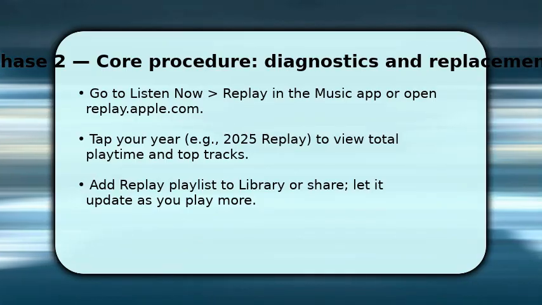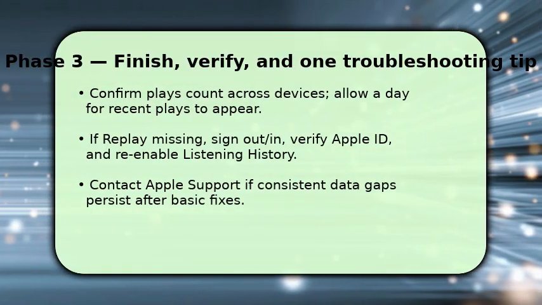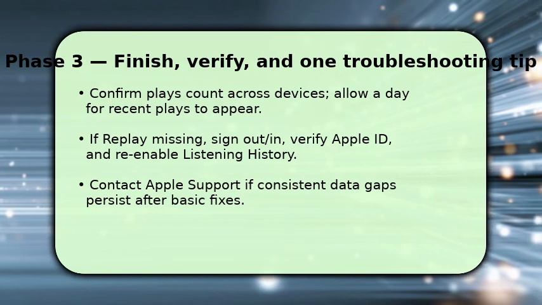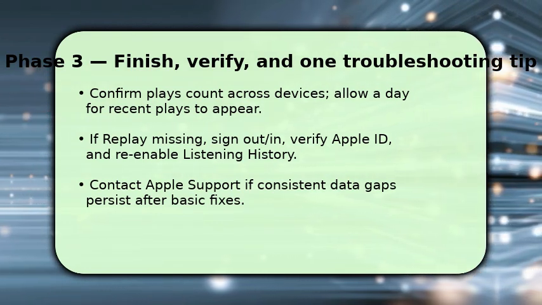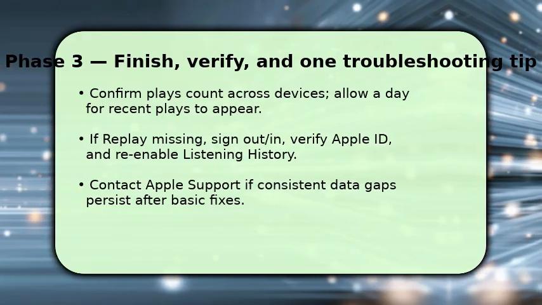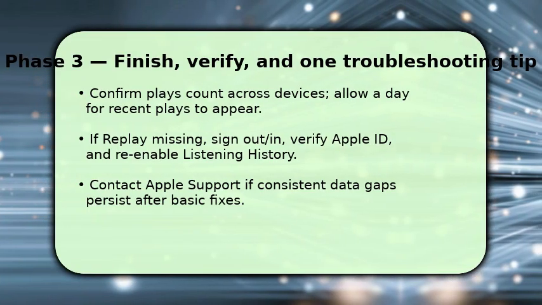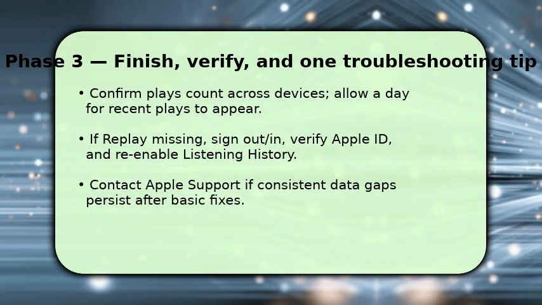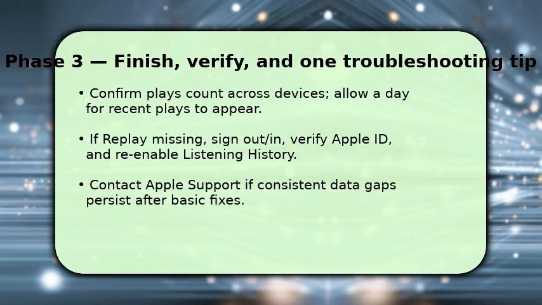To finish, verify that your replay reflects recent plays. Sometimes it needs up to 24 hours to update across devices. If you don't see expected tracks, sign out of Apple Music and sign back in, confirm you're using the correct Apple ID, and re-enable listening history. Then give it some time. If problems persist, check for OS or app updates and, as a final step, contact Apple support. They can investigate account-level data issues. Remember, consistent device.